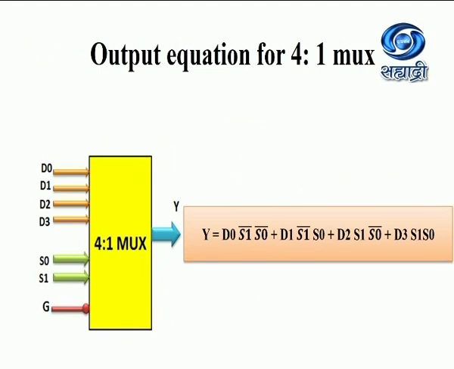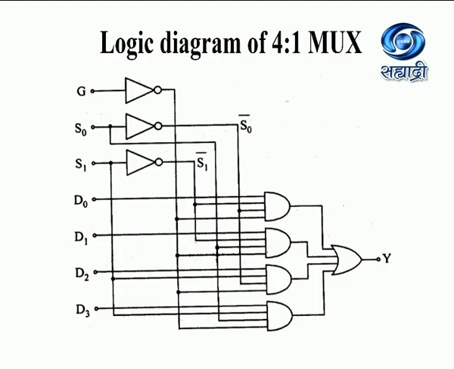So by using this truth table, we can calculate the output equation for 4:1 MUX as Y is equal to D0 S1 bar S0 bar plus D1 S1 bar S0 plus D2 S1 S0 bar plus D3 S1 S0. So this is the logic diagram of 4:1. Here we use 3 NOT gates for enable input, S0 and S1 select inputs, and 4 AND gates are used for data inputs, and 1 OR gate is used for output.